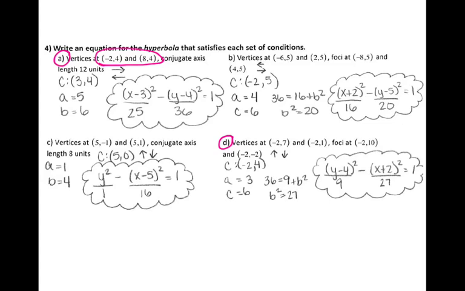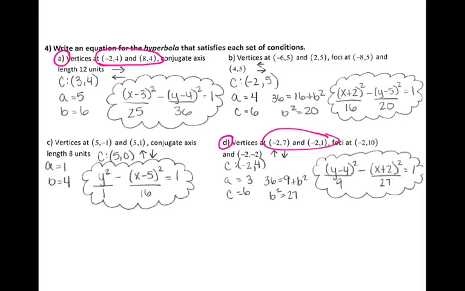For letter D, again, I'm going to start by finding my center. If I look at my vertices, my y coordinates are different, so that means my hyperbola is opening up and down. I need to go from 7 to 1. That's 6 units, so I'm going to cut that in half, and that's what A is. So A is 3. I need to go 3 units away from both of these points, so that puts me at negative 2, 4 for my center.